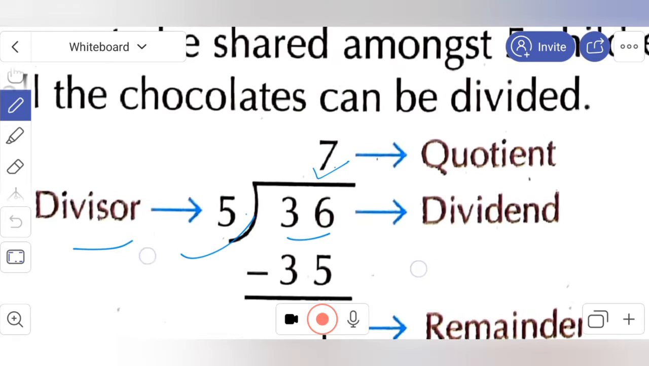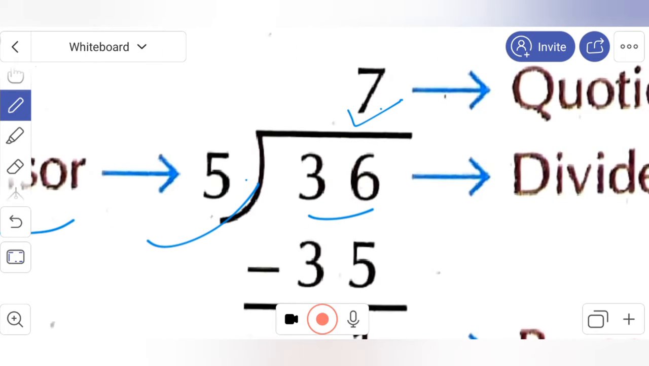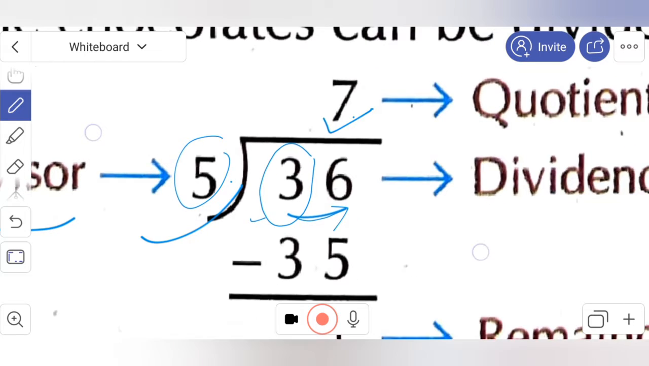Now you see carefully here. In division, first you have to look at the first digit, whether you can divide it or not. 5 and 3. So can you divide? No, because 5 is greater than 3. So now what you will do in the first step, you will take the second digit as well. Now they become together. To be together they become how much now? 36. Then now you can divide.